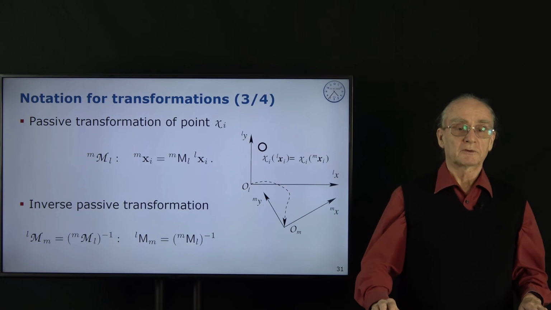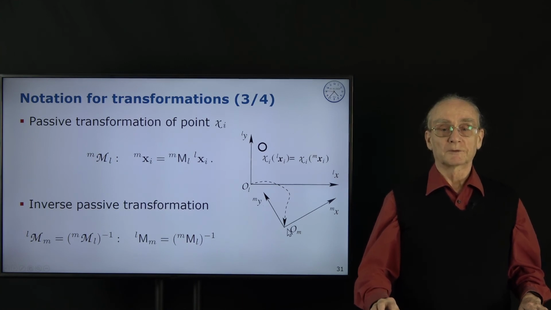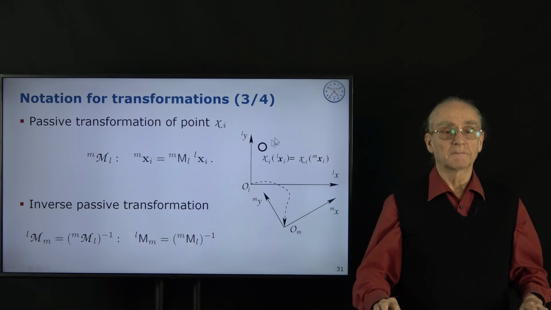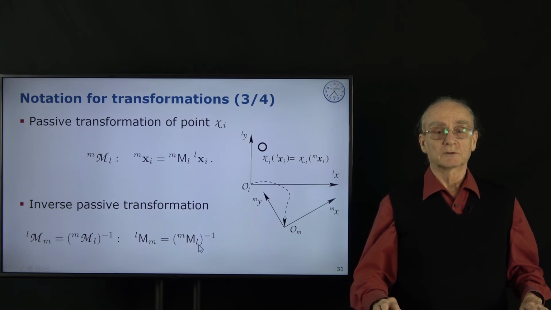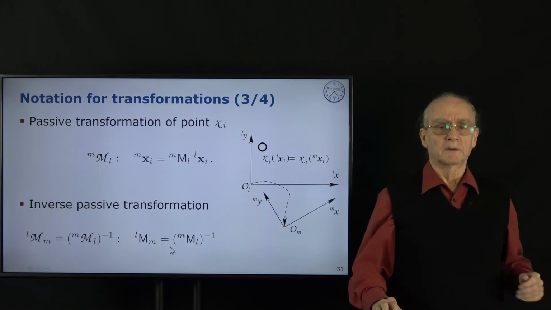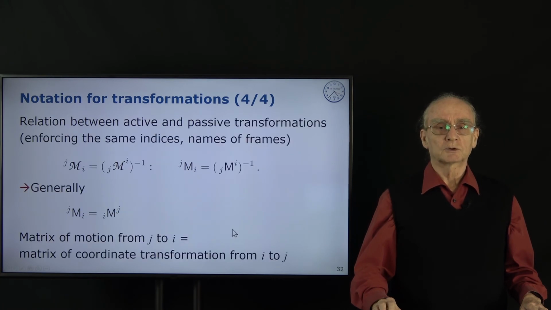And of course, we have the same situation for the inverse passive transformation. So if we have the transformation from L to M and we want to invert it, that means we want to move the coordinate system from here to here and ask how the coordinates change of this fixed, passive point. Then we just have to take the inverse. That means we move the coordinate system from M to L, or we use the inverse matrix of LM, and we get the matrix with index M upper left L. So this is a convention which might be useful.